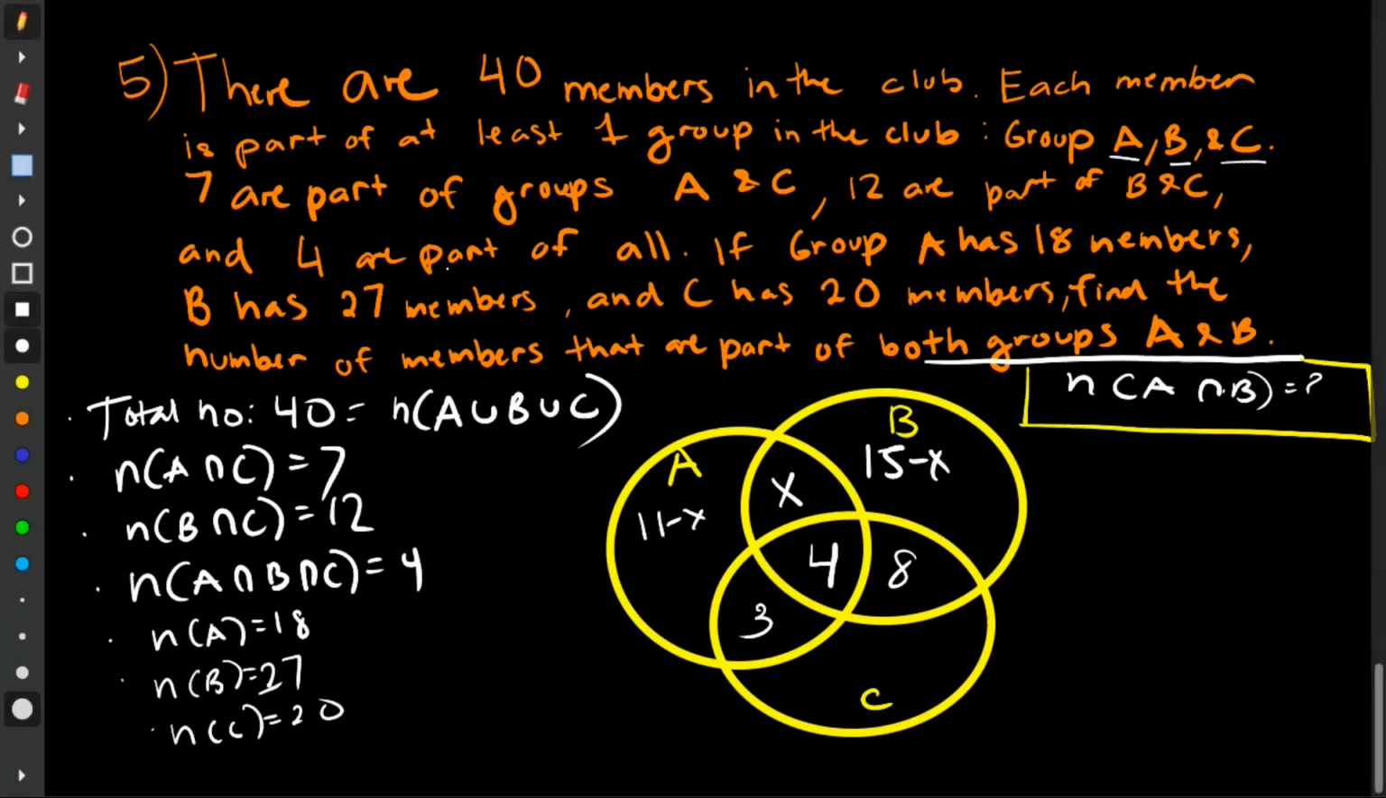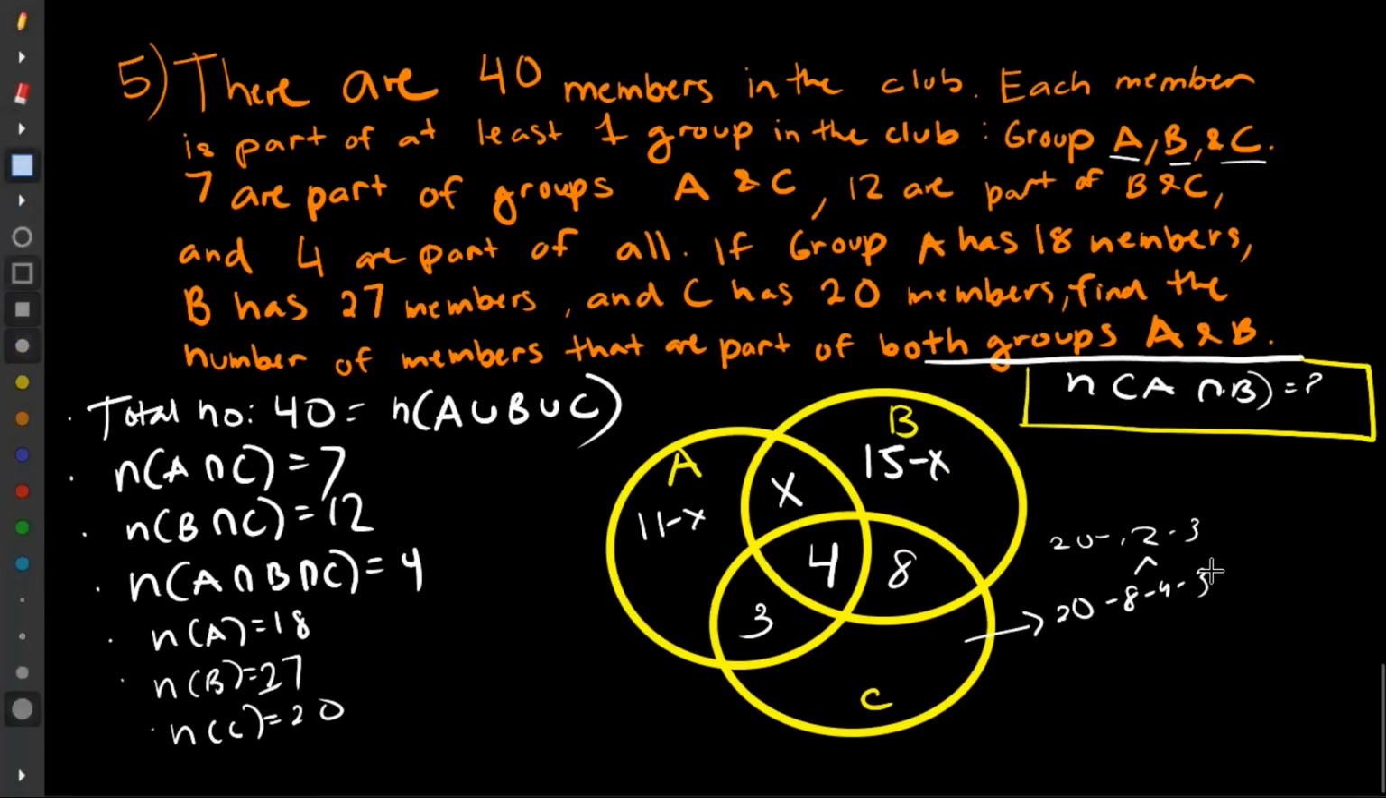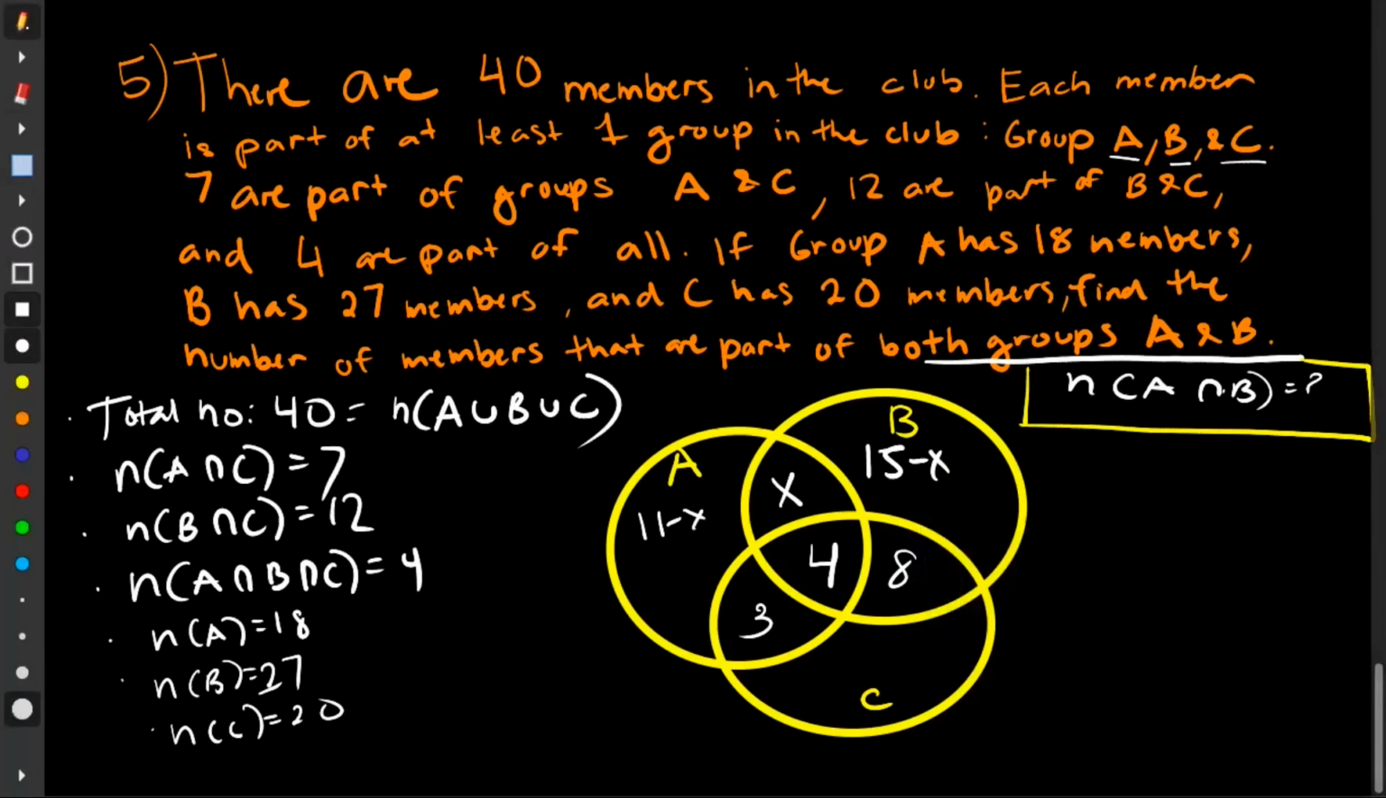For this last part, we know that C is equal to 20. So we have 20 minus 8 minus 4 minus 3. So it's 12 minus 3. So that is, this is negative 12 minus 3, 20. So 20 minus 15 will give us 5. So this part is 5.